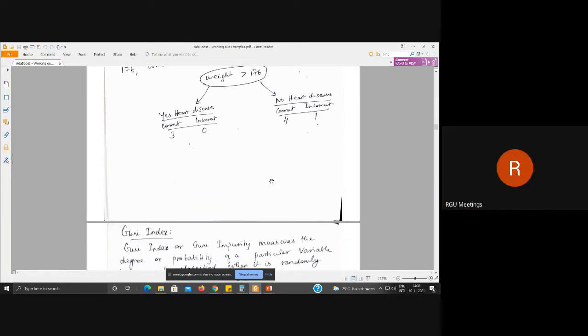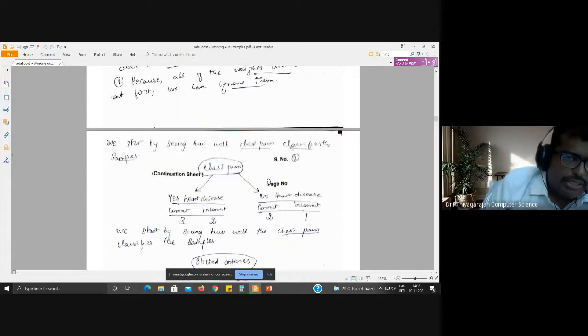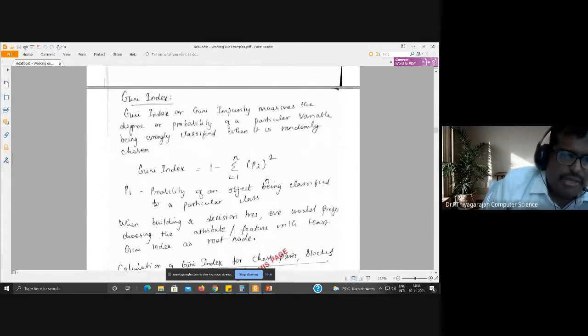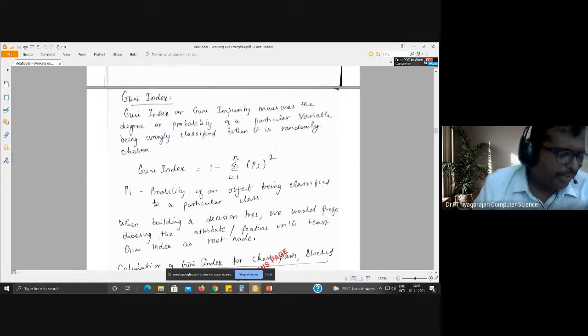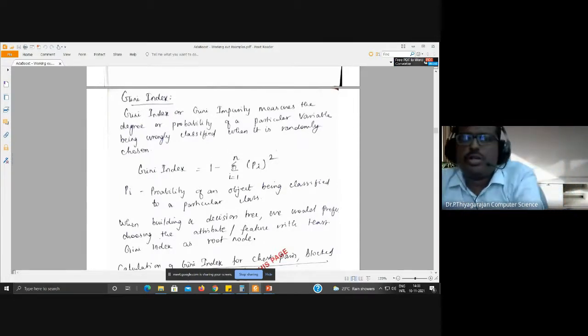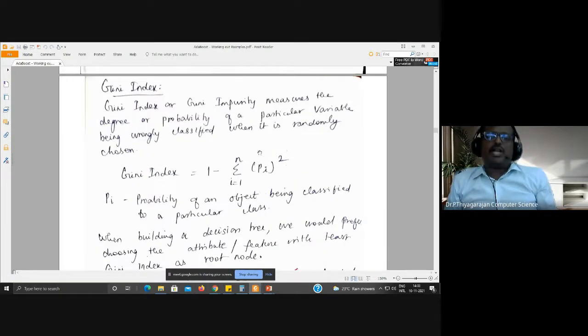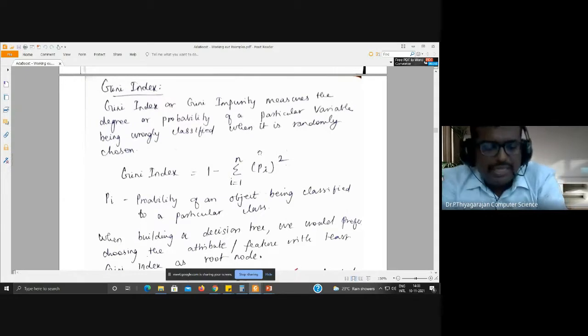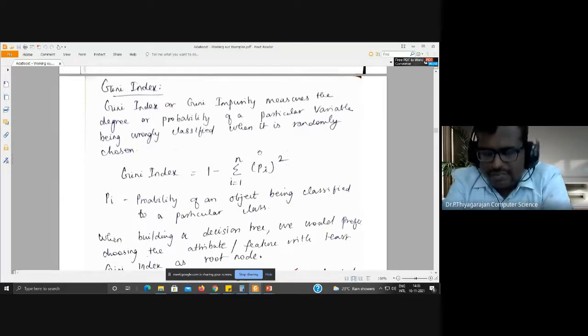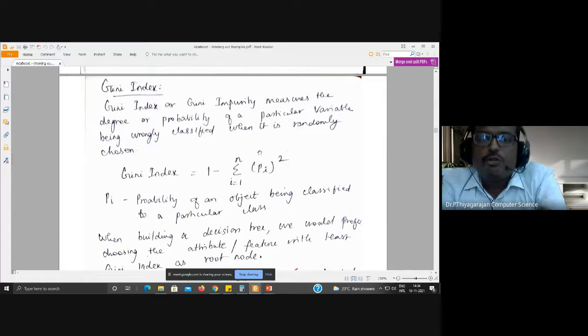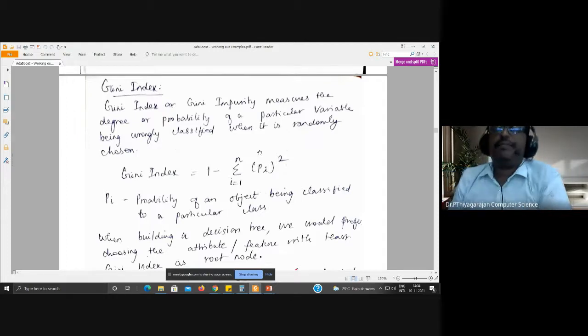Yes, sir. Okay. So this is how you have to calculate the sum, and from that you have to determine which is the weak sum, for which we use the formula called Gini index. This Gini index, or Gini impurity, measures the degree or the probability of a particular variable being wrongly classified when it is randomly chosen. As I said, AdaBoost always works on the wrong classification. That's the main principle, underline the principle. So to measure the degree of wrong classification when randomly chosen, we use a formula called Gini index.